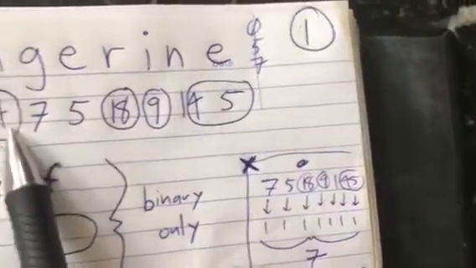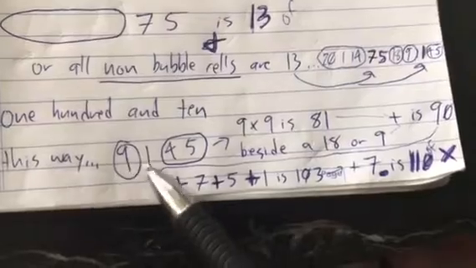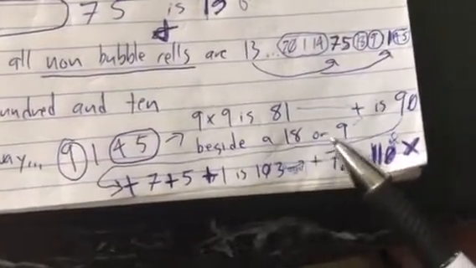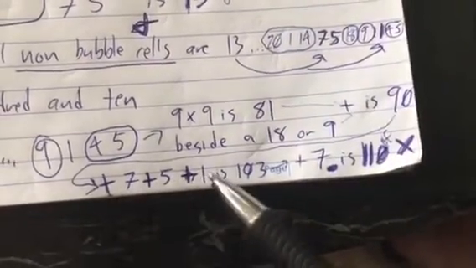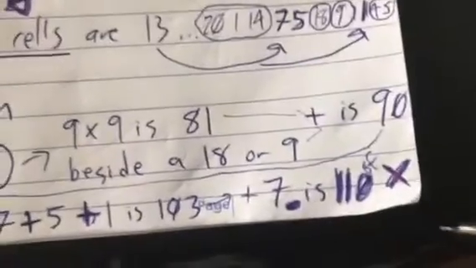If you count the individual cells of everything we used, that's what the math here explains. This way, 9 dotted 9 is 9 times 9 is 81. Beside an 18 or 9, 81 and 9 is 90. Plus 7 plus 5 plus 1 is 103. Plus the 7 is 110. And the 7 comes from all the ones that are here. And I was like, okay, where's your 21? So it's 110 of. Where's your 2143?